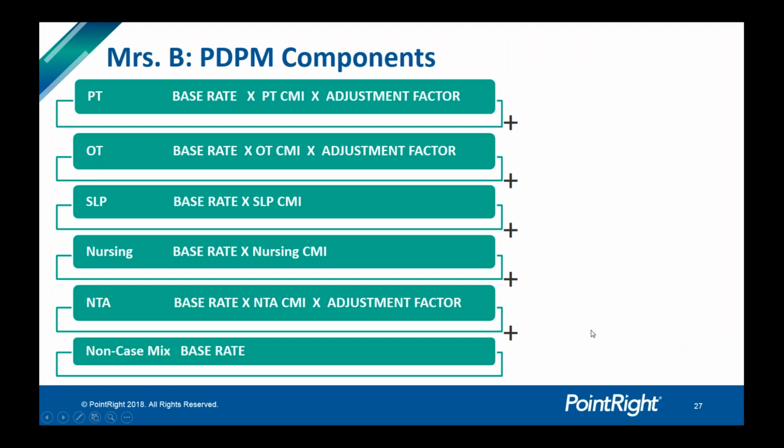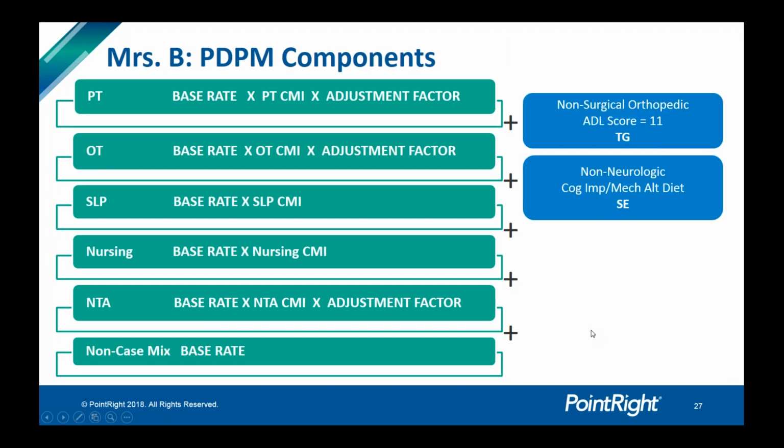So how does this break down in the PDPM components? Well, first of all, we start off with the clinical category. She has those pathological fractures. So it turned out that that was really the primary reason why she was still in the SNF getting that therapy, even considering all the other things going on with her. So she's in the non-surgical orthopedic category. Her ADL score is 11, so that's a TG for PT and OT. She's non-neurologic. She hasn't had a stroke, but she does have moderate cognitive impairment and a mechanically altered diet. So that puts her speech therapy category at an SE.